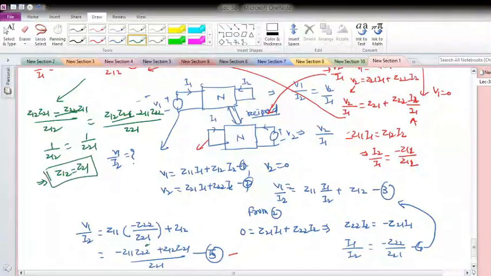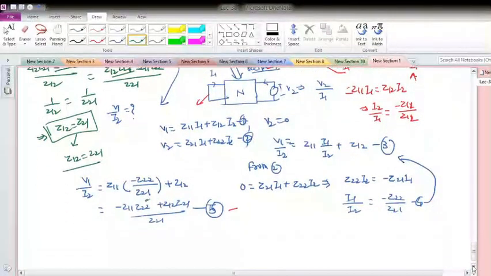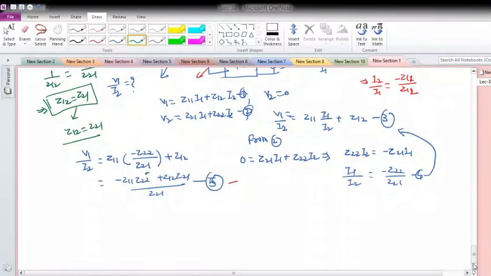So if the network is reciprocal, then what we can obtain is Z12 will be equal to Z21, and if it is symmetric, then Z11 will be equal to Z22. Symmetric means your driving point impedance at port 1 and port 2 are the same. So what is the condition for the network to be reciprocal? Z12 has to be equal to Z21. So this way we can obtain the Z parameters.